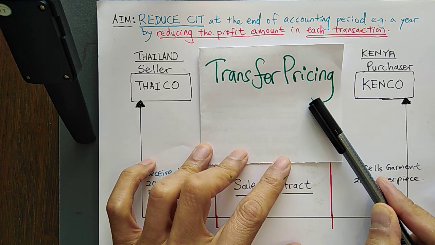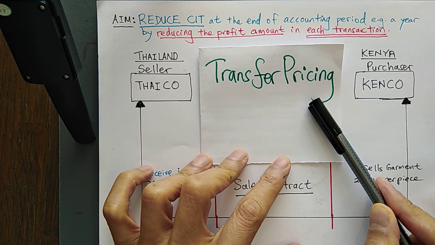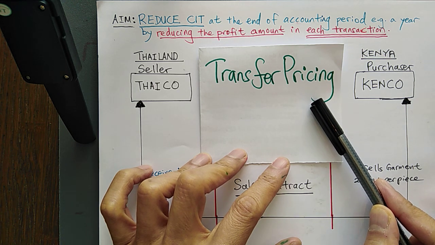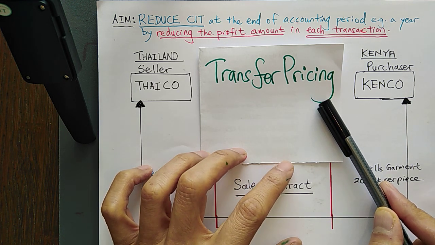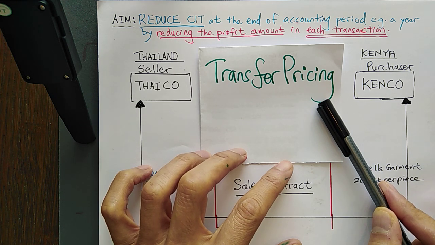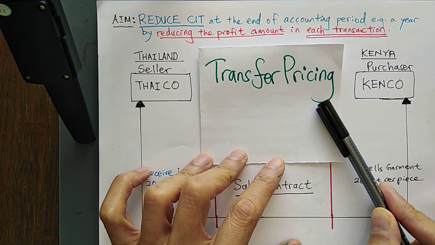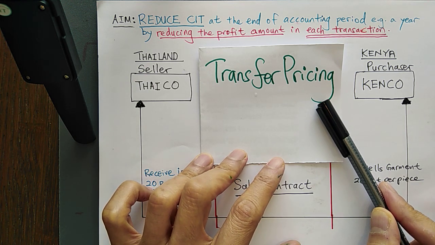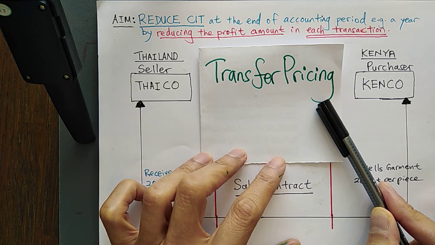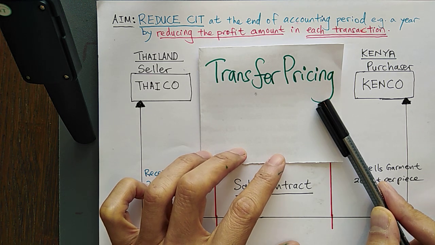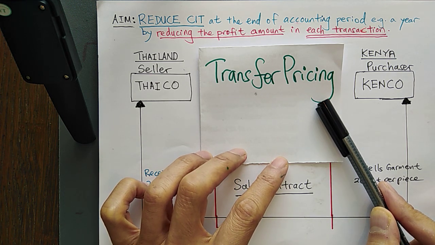And also as a result of it being used so commonly, the Revenue Department of Thailand and also the tax departments all over the world are very cautious about this technique, and they have different methods to check and investigate whether the underlying transaction is in fact a real transaction or not, rather than a fabricated transaction for the purposes of avoiding corporate income tax.